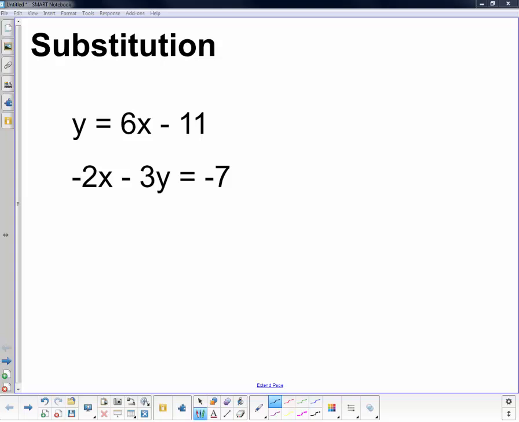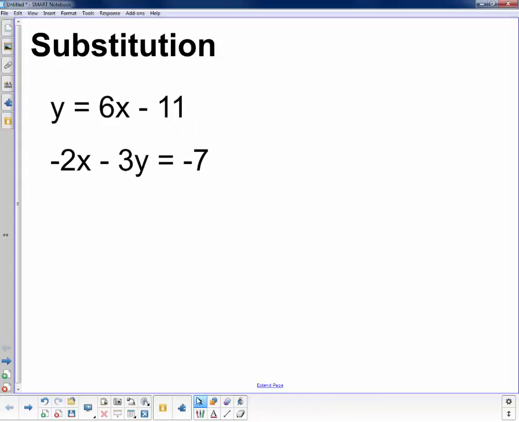For those of you who were absent last week due to whatever was going on, whether it was the Keith Hawkins presentation or the PSAT, one of the topics you might have missed during class was substitution and solving systems of linear equations. The idea of substitution is reasonably simple. I'm sure you guys can handle it.